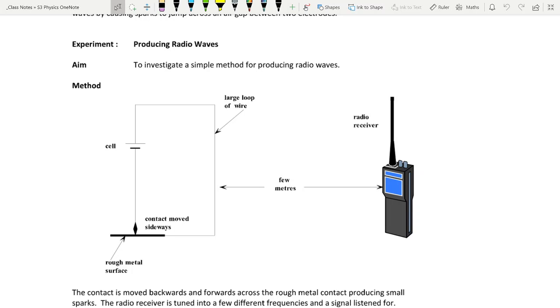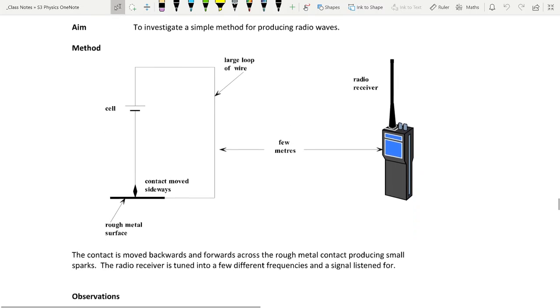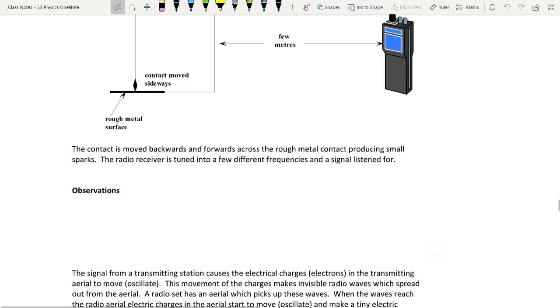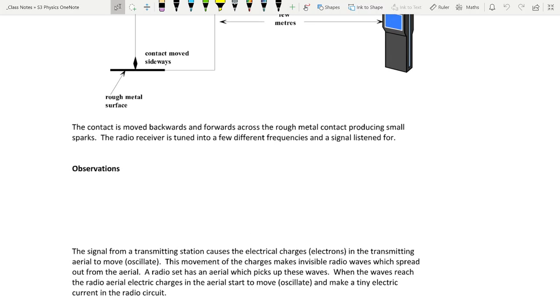So that's what the experiment that I just did was. Contactors move backwards and forwards across a rough metal contact, producing small sparks. The radio receiver is tuned into a few different frequencies and the signal listened to, and you can hear it there. So observations, we can just write down, we could hear the interference on the radio.